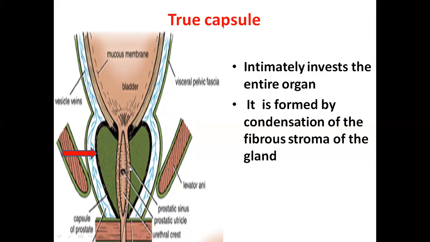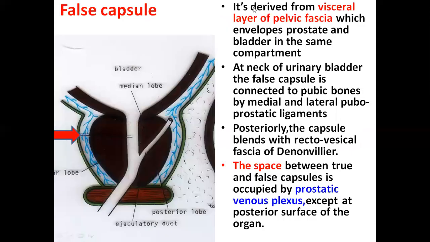The continuation here is the prostatic urethra. Now, when we look at this prostate gland, you are finding this outermost covering, shown in black color over here, which is nothing but the true capsule. It is intimately investing the entire organ, and it is formed by condensation of the fibrous stroma of the gland itself. Now, coming to the false capsule, there is a fascia, the visceral pelvic fascia, which is covering the urinary bladder. The same visceral pelvic fascia is now coming and covering the prostate gland, and it is becoming continuous with the superior layer of the urogenital diaphragm. That's what is written here.